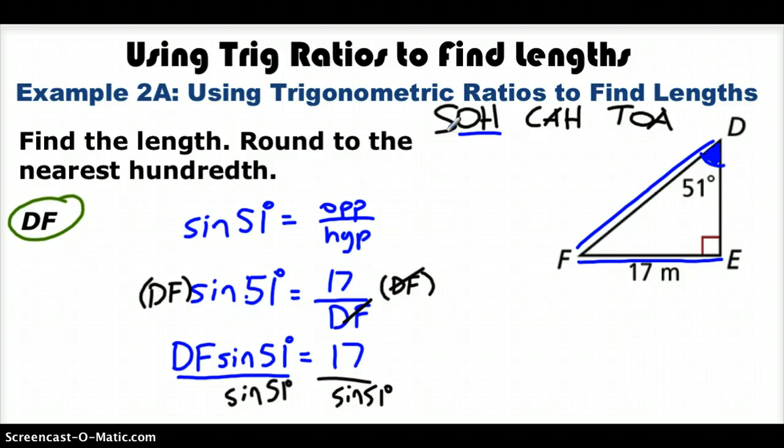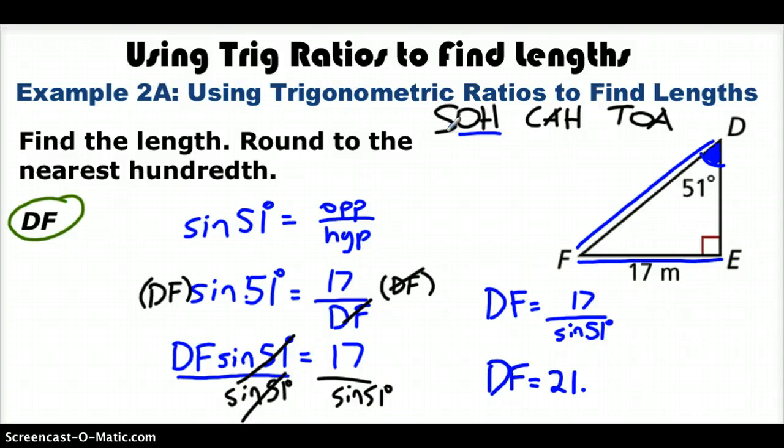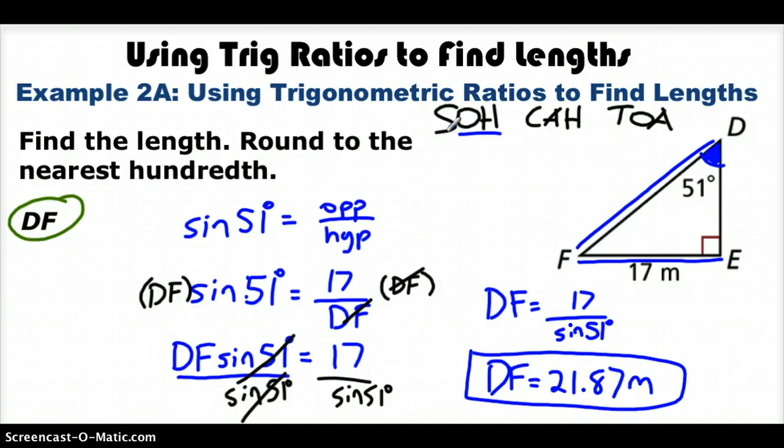That's pretty much going to be our answer here. Sine of 51 over sine of 51 will divide to 1 and cancel. So now we have that DF is equal to 17 divided by the sine of 51 degrees. This is where we go to our calculator and punch in 17 divided by the sine of 51, and press equals. It looks like we get about 21.87. So DF equals 21.87 meters. Ask yourself again, does this make sense that the hypotenuse is longer than the leg? Absolutely it does. So let's check out a couple more examples.